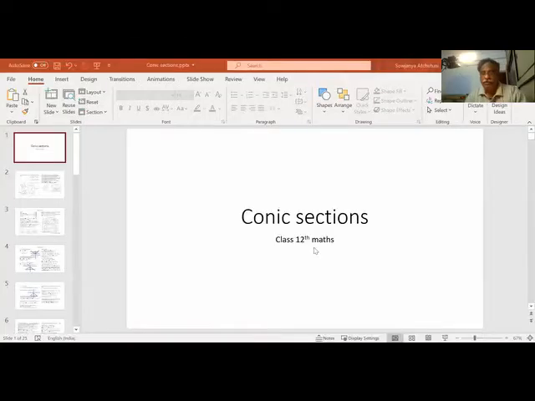Let us understand other conic sections: parabola, ellipse, hyperbola. Let us understand their concepts and topic. First we will do parabola. So these are the conic sections.